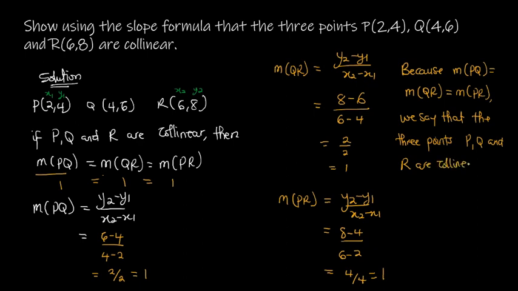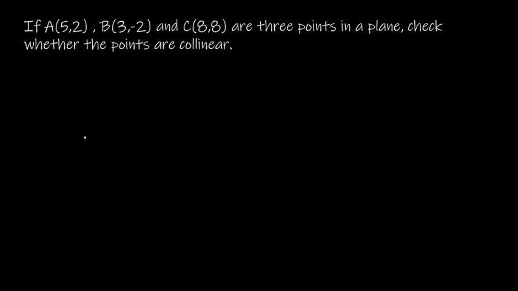So you can end your question by writing this statement to show that yes, because this is 1, this is 1, and this is also 1, the 3 points are collinear. Alright, so let's go ahead and have a look at another example.